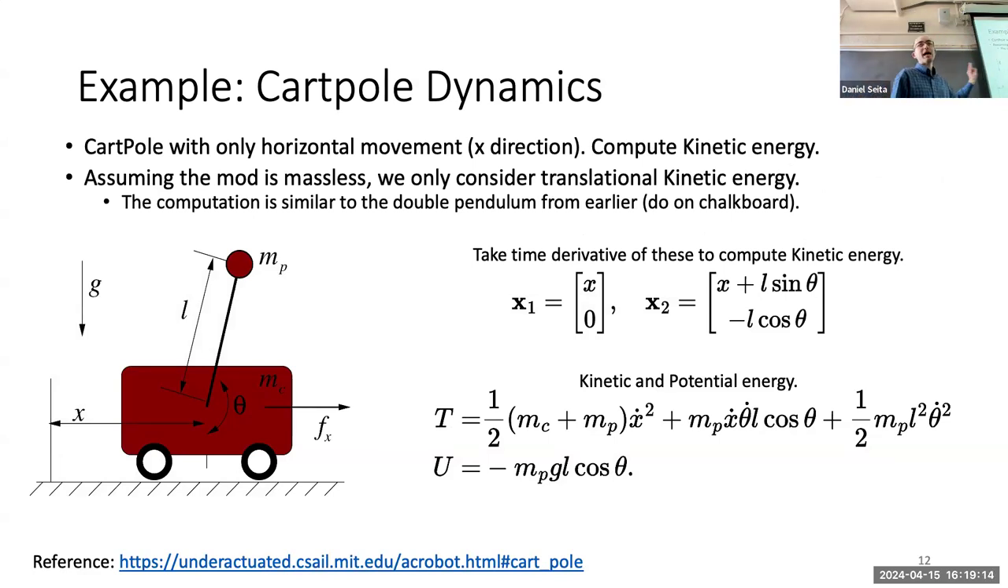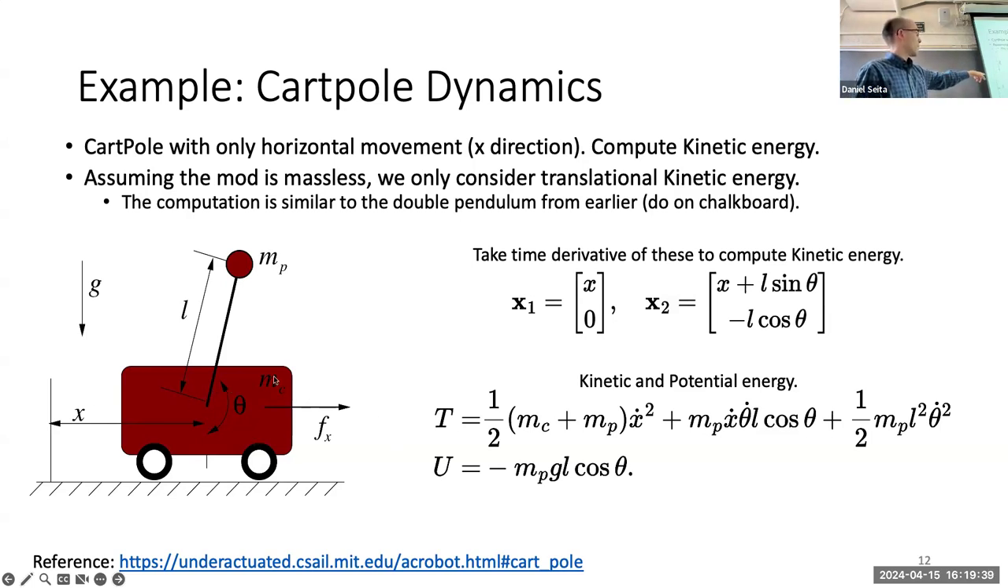So this is another example with the cartpole dynamic. And whenever you look at the double pendulum and cartpole, it's very important to look at the assumption of what they're making. So here we're assuming that there's only movement in the x direction, basically. So that would be this way.